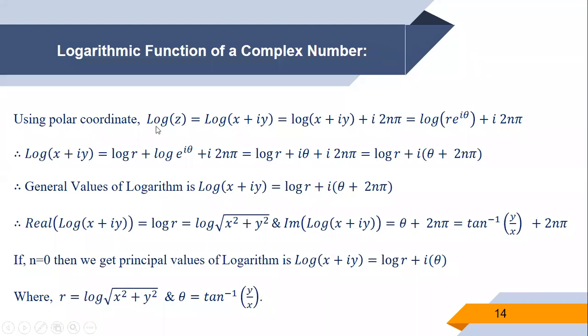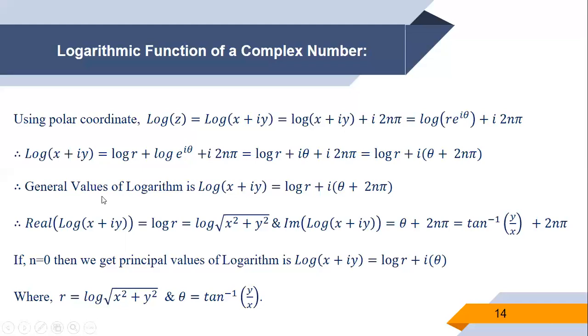Using polar coordinates, capital Log z, where z is replaced with x plus iy, is equal to small log(x plus iy) plus i into 2n pi, because we consider the general form. Now log(x plus iy) is nothing but log of r e raised to i theta, complex number in polar coordinates, plus i into 2n pi. So capital Log(x plus iy) is log r plus log e raised to i theta plus i 2n pi. Therefore log and e cancel, we get i theta plus i 2n pi, which can be written as log r plus i(theta plus 2n pi).